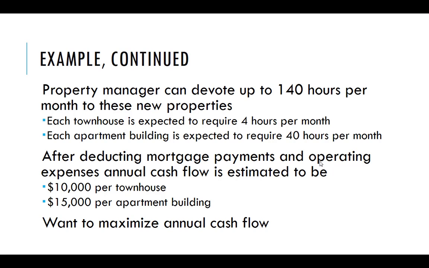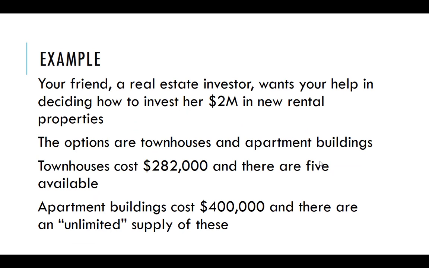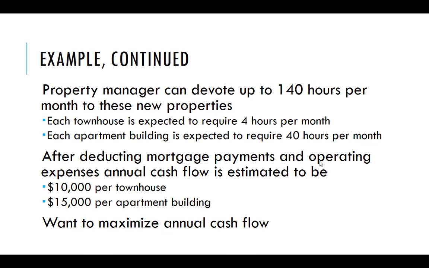So then you should go back and read it again. What things are there? What are we trying to decide? So we're trying to decide how many townhouses. That would be one decision variable. How many apartment buildings? A second decision variable. So just 2 decision variables. What kind of restrictions do we have? We already know what the objective function is. It's to maximize the annual cash flow.